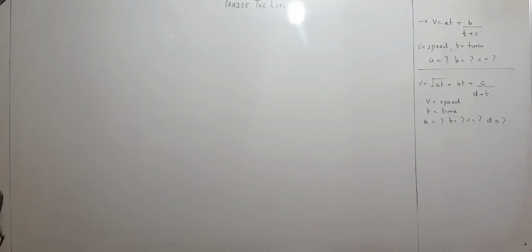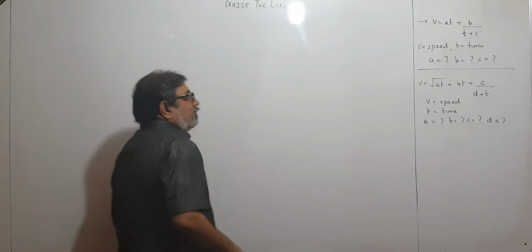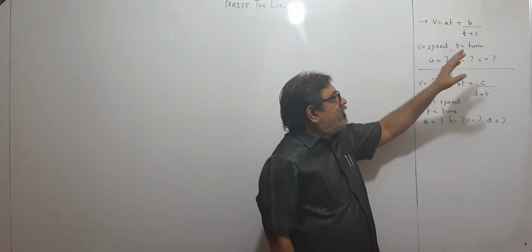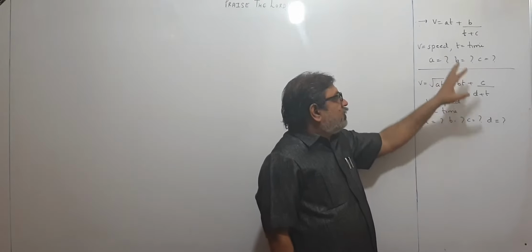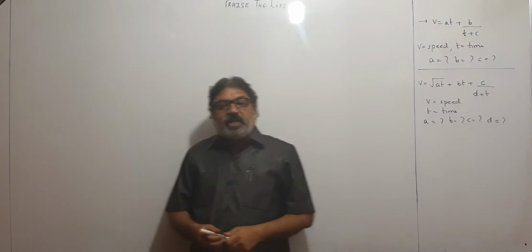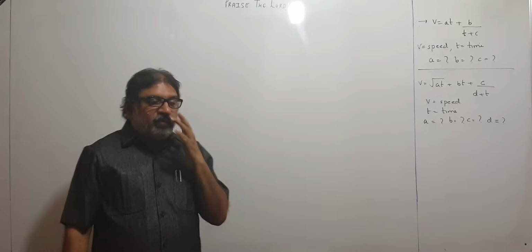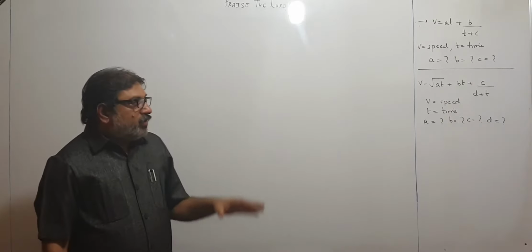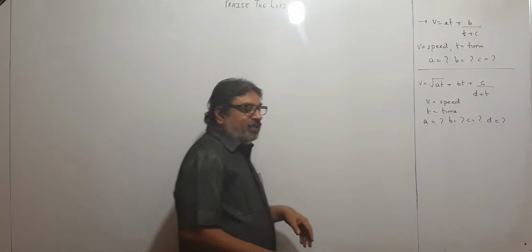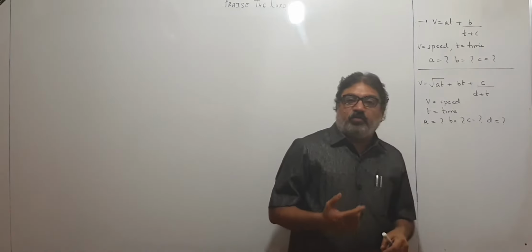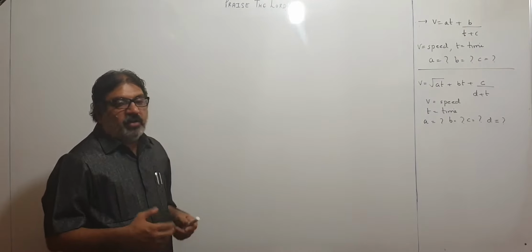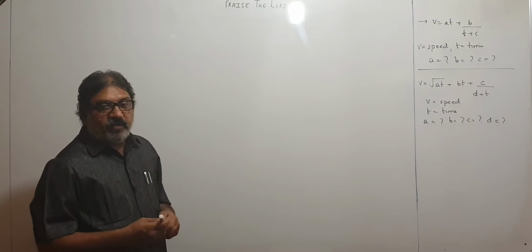Two more we are having, children. V is AT plus B upon T plus C, where V is speed, T is time. So what are the units of remaining A, B, C and what are the dimensions? Children, I can observe that in any of the equations that I am writing, there is no angle involved. So till the time angle is not involved, we can think the dimensions are same and units also are same. So we can work by units being equalized or dimensions being equalized, any one will work.